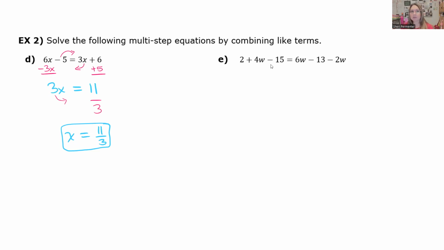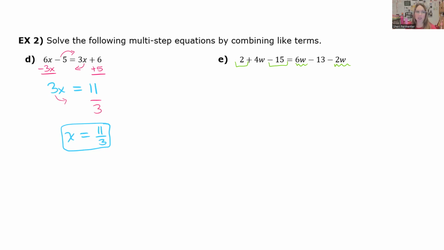For the next problem, for E, it looks like I have some like terms on both sides that I need to take care of. On the left side, what I notice is that I have a 2 and a negative 15. I need to put those together. And then on the right side, I have some W terms. So I have this W and this W that I need to put together. I am not crossing the equal sign.